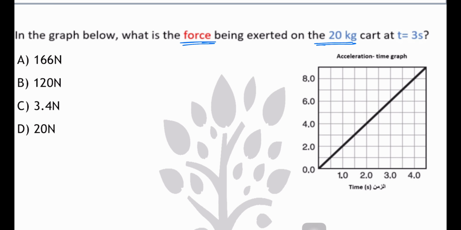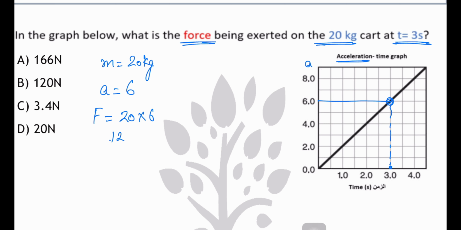Okay, mass is 20 kg, and time is 3. You can check the acceleration. This is your acceleration-time graph. So what is your acceleration here? 6. Mass 20, acceleration 6. So force is 20 times 6, 120 Newton. Easy. Clear? Like this, you can solve all the questions. Very, very easy questions are coming in the exam. You just need to focus.